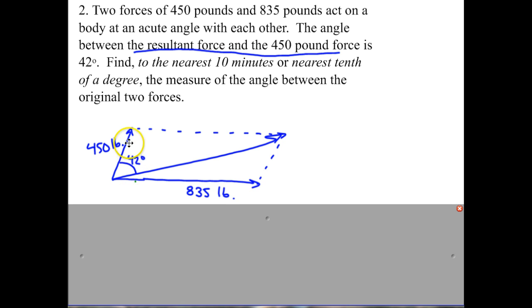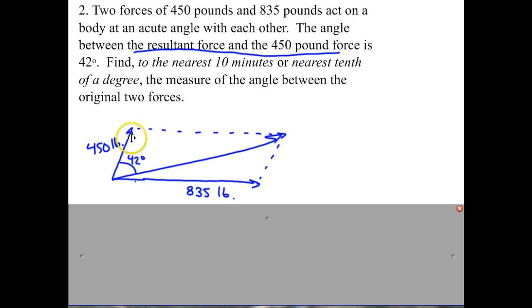So let's back up. First thing you're going to do is draw your two forces, 835 and 450. Then you're going to sketch in your parallelogram so that you can draw your resultant. Lastly, you're going to draw in your 42 degrees right here. Alright, let's label anything else we know on this drawing.